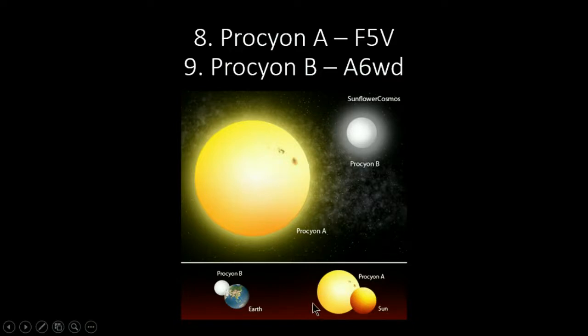So yeah, we haven't really talked about white dwarfs fully yet. We're going to be doing that next week. But white dwarfs are often about the size of Earth or smaller. So that's something that's kind of interesting. Make sure you're labeling these, by the way. So these are number 8 and number 9.